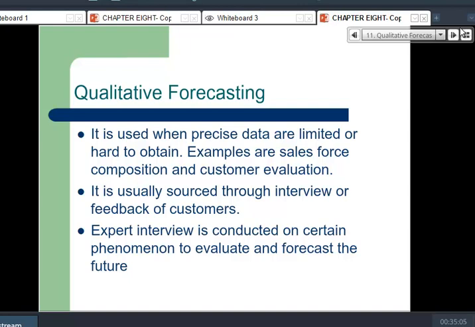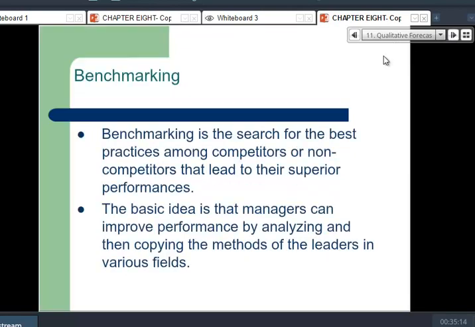So the expert interview is conducted on a certain phenomena to evaluate and to forecast the future. What is benchmarking? Benchmarking is the search for the best practice among the competitors or non-competitors that lead to their superior performance.